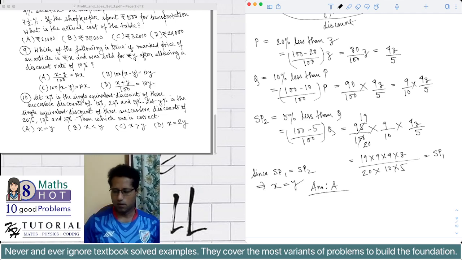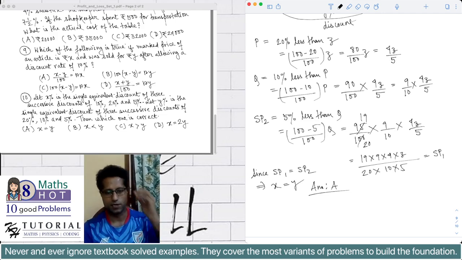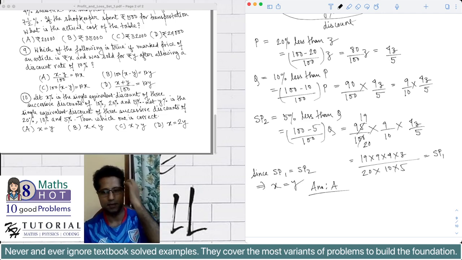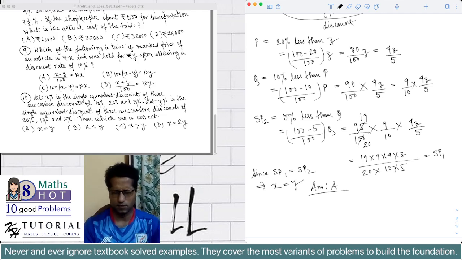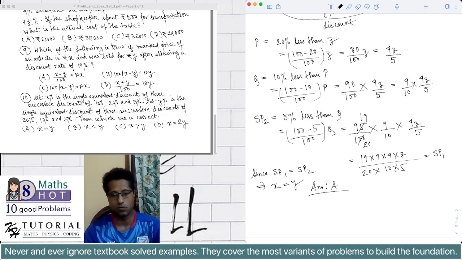So this is a small observation: when you have successive discounts, if you change the order of these discounts, then the single equivalent discount remains the same. That is, the single equivalent discount of 10% and then 20% is the same as the single equivalent discount of 20% and 10%.